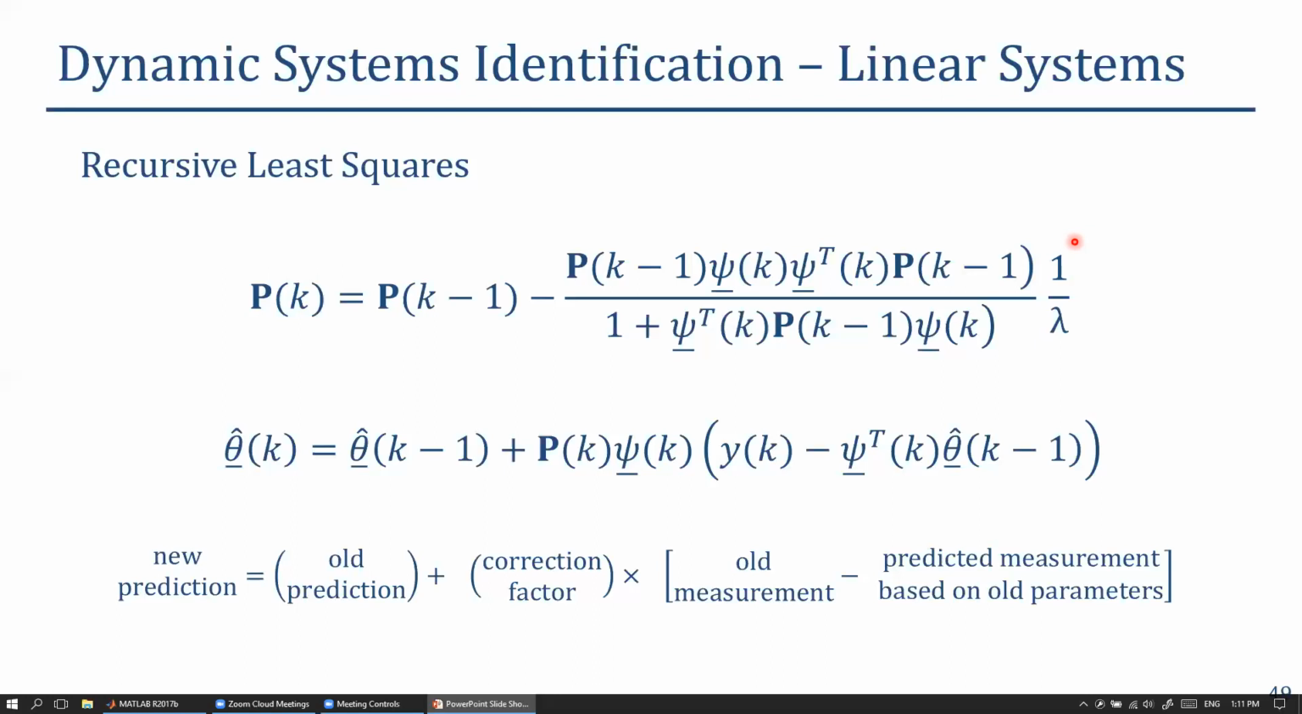We might take a look at this in the example. Do you have any questions so far? Have any of you used the least squares, recursive least squares before? No. Okay.